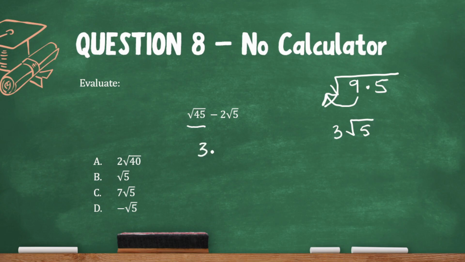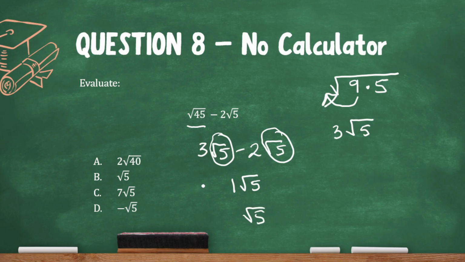So I've got 3 radical 5 minus 2 radical 5. And I can kind of treat this just like a variable. Since they both have the same one, that means I could just do 3 minus 2, and I'm left with 1 radical 5. Or we could just say radical 5. And so that would be B.